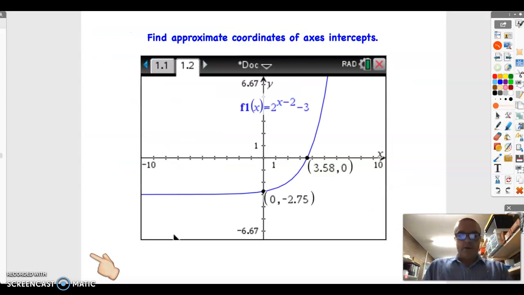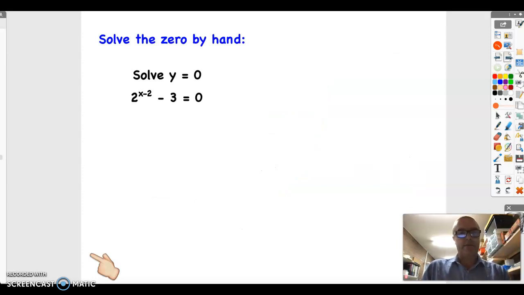A lot of the time you'll be using technology, and here's our sketch, where we've also been able to use the technology to find approximate values of the y-intercept and the x-intercept. What if we want to solve for that x-intercept by hand? Here we find ourselves solving an exponential equation. If we let y equal 0, we're solving 2 to the power of x minus 2, minus 3, equals 0. If you'd like to have a crack at solving that equation, pause the video and come back to have a look at the solution.